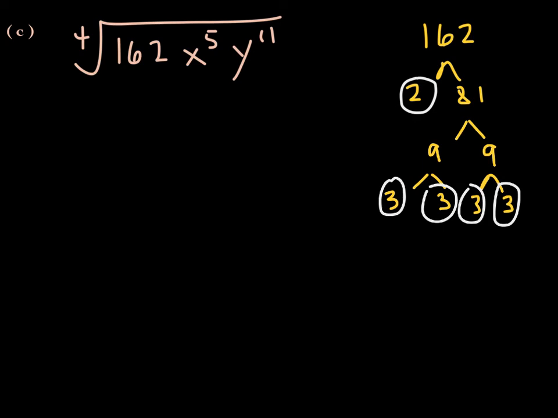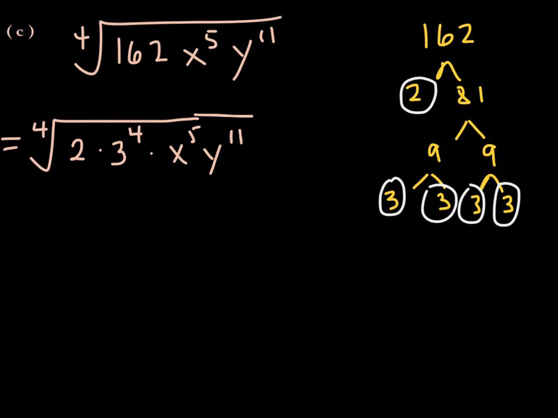So going back to our problem, this can be rewritten as the 4th root of, now you have 2 times 3 to the 4th power. Or you can write it as 3 times 3 times 3 times 3 if you want. And then let's not forget the variables, x to the 5th, and then y to the 11th. Okay, I'll extend that radical a little bit.